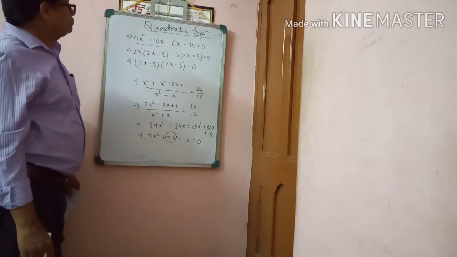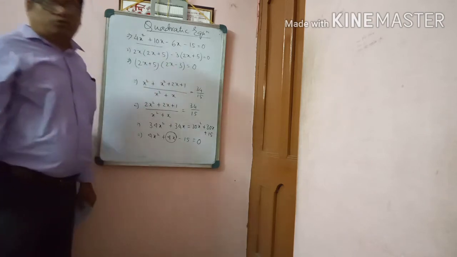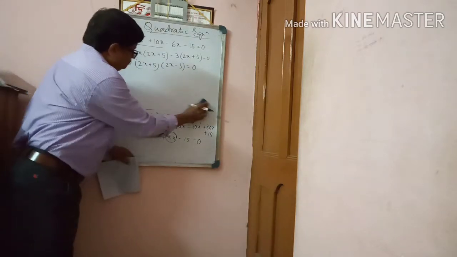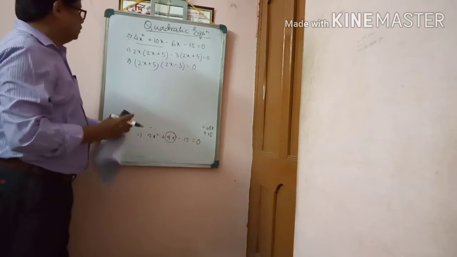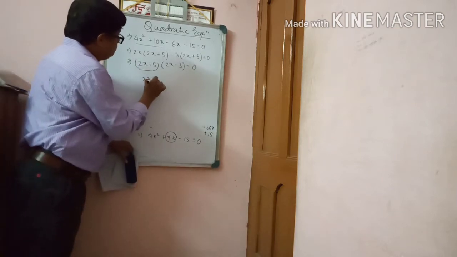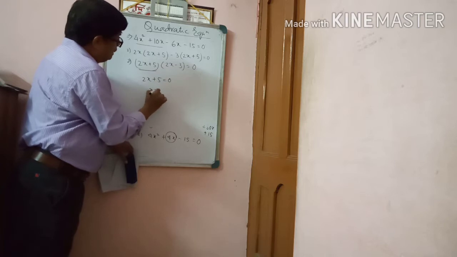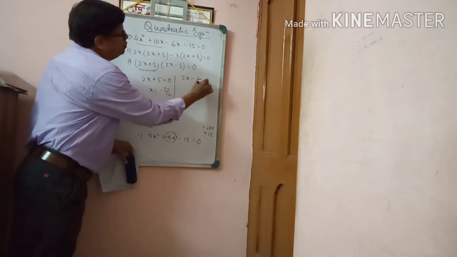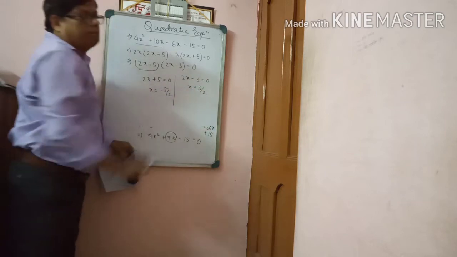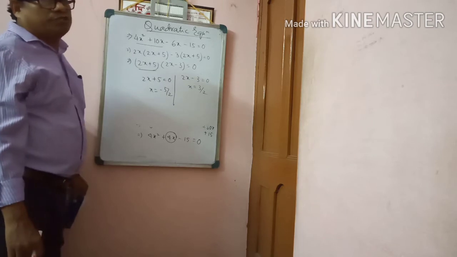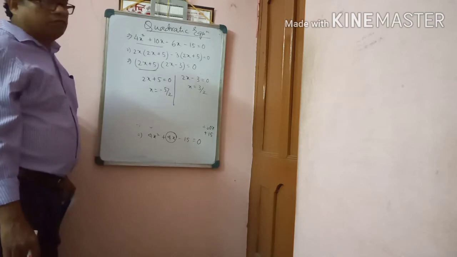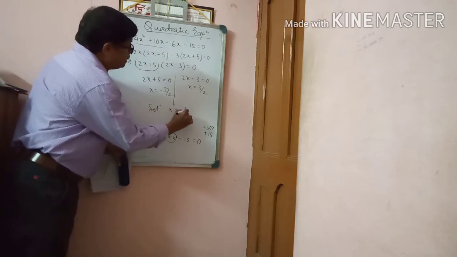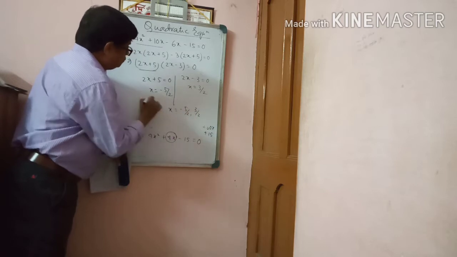So the product of two quantities is 0. We can write 2x plus 5 equal to 0, x equal to minus 5 by 2, and 2x minus 3 equal to 0, x equal to 3 by 2. So the solution set is x equal to minus 5 by 2 and 3 by 2. This is the answer.